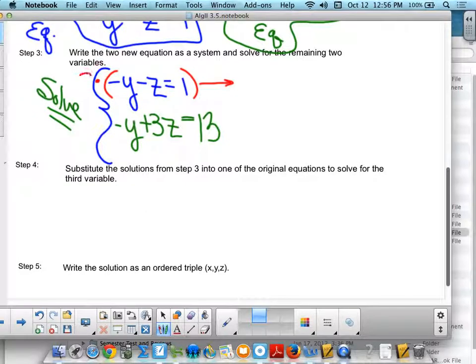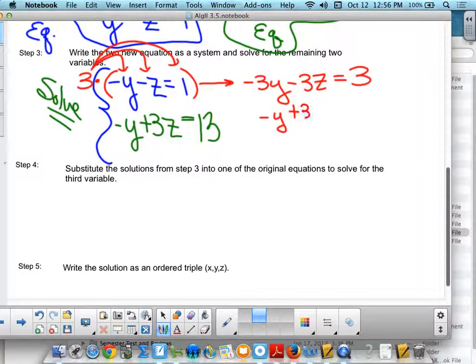He said he wanted to. 3. 3 times this, negative 3y. 3 times this, negative 3z. 3 times 1, 3. So that's what Ethan did to get his z's to eliminate. So then he copies this over, I'm assuming, right, Ethan? Draws his line, adds down, down, down. The z's are gone, by the way.